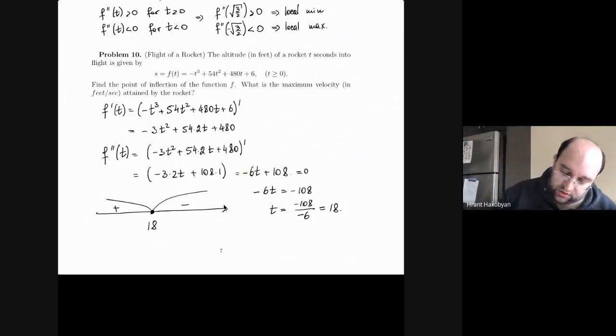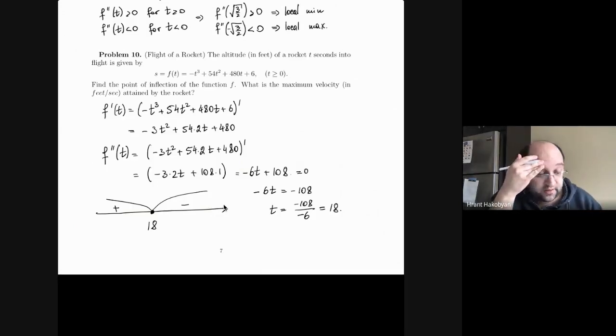Okay, so that means that the function changes its concavity from that side to that side. So that means at this point here we have an inflection point. Okay, so what is the maximum velocity attained by the rocket? That means we have to figure out where the derivative is the biggest.